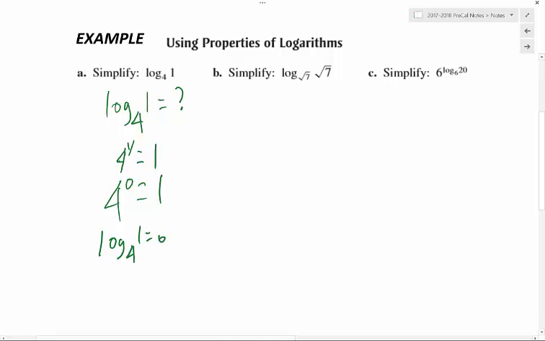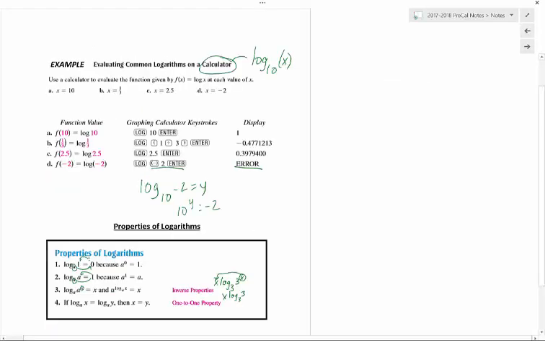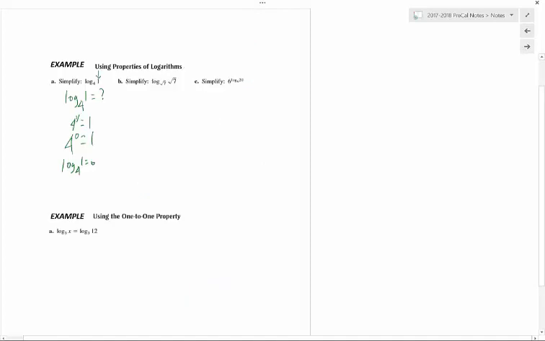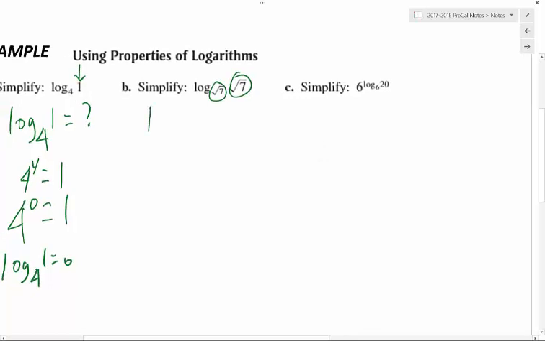Okay, so if I ever see a 1 right there, I automatically know the answer to it is 0. The next one is an example of property number 2. Notice I have a base and an argument that are the same. So log base square root of 7 of square root of 7 must equal 1.